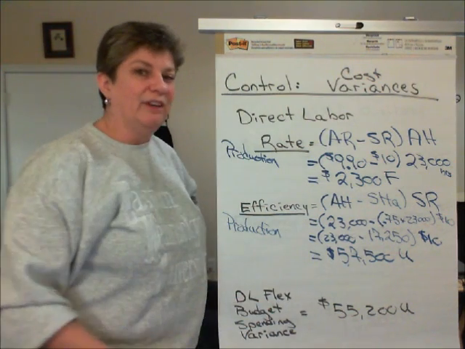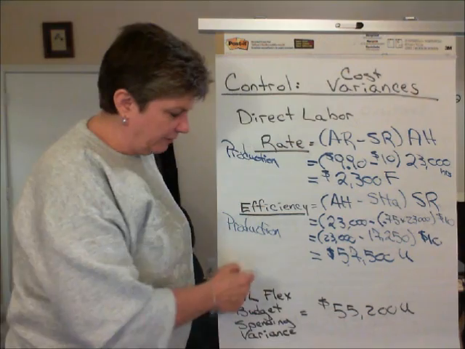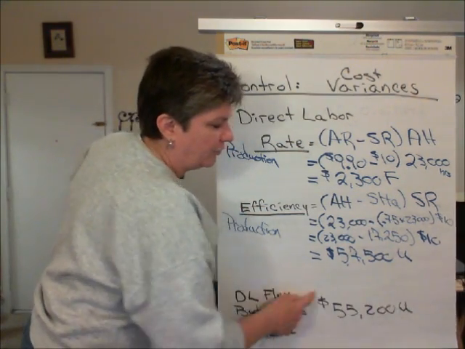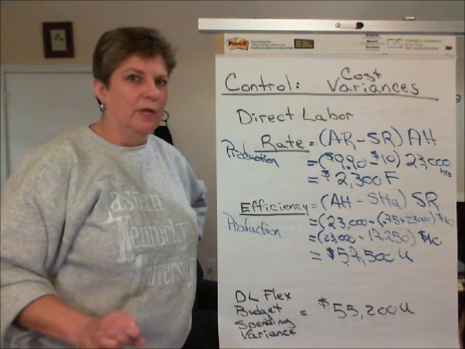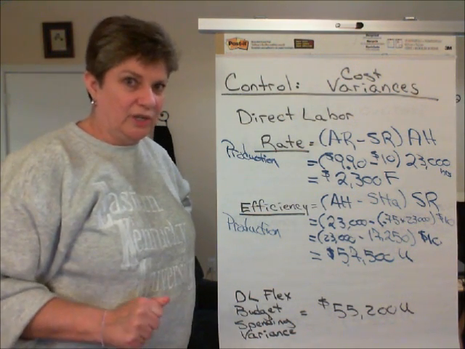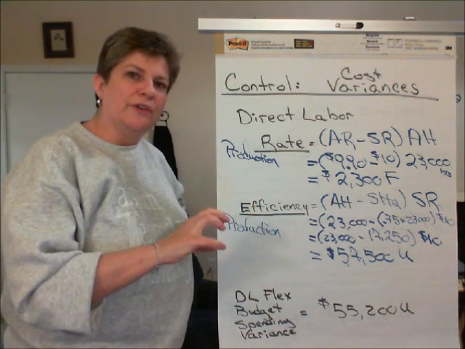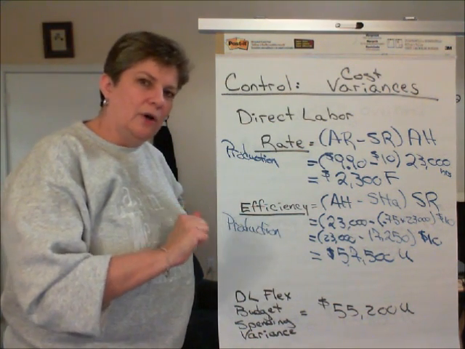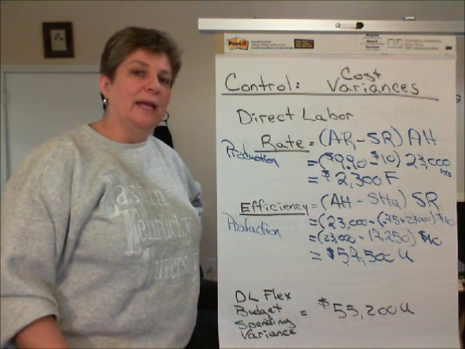All right, so the net variance on direct labor, we had a 2,300 favorable variance on the rate, but a 57,500 unfavorable variance on quantity, on efficiency. So that nets out to a $55,200 unfavorable direct labor flexible budget variance. So that too is part of that overall cost of goods sold variance on the flexible budget performance report. Next, we'll take a look at overhead.